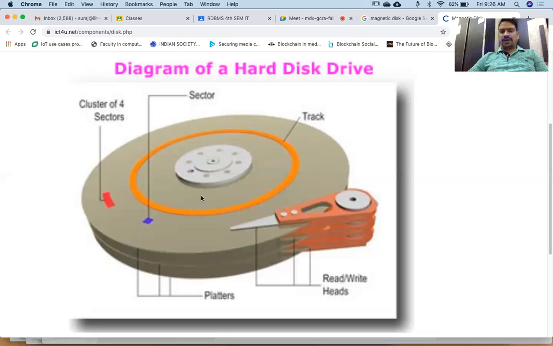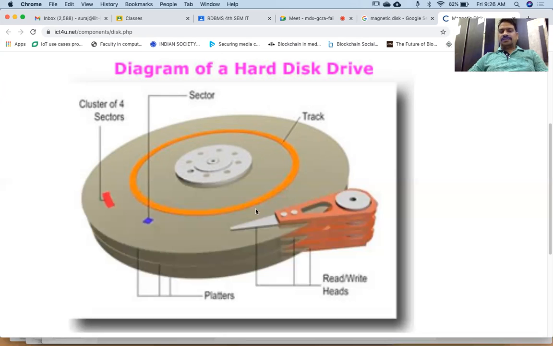which has some width is called a track. So track, you know, right? We say athletes run on the track, right? So we have the track available. Your platter is divided into different tracks.